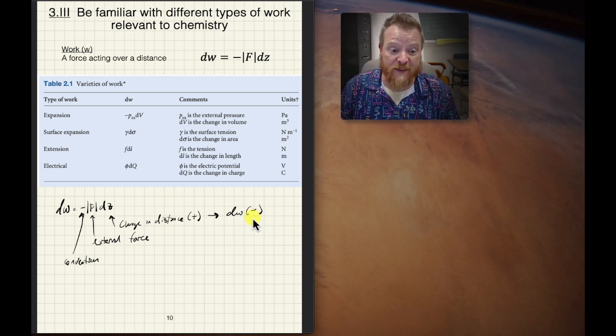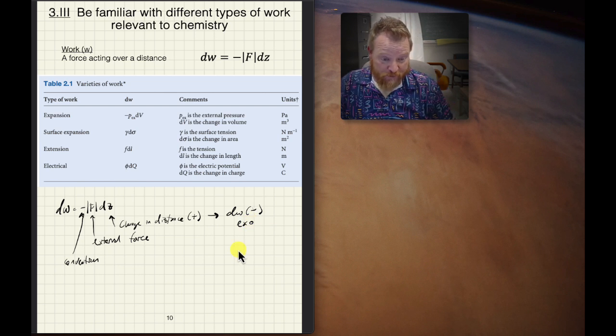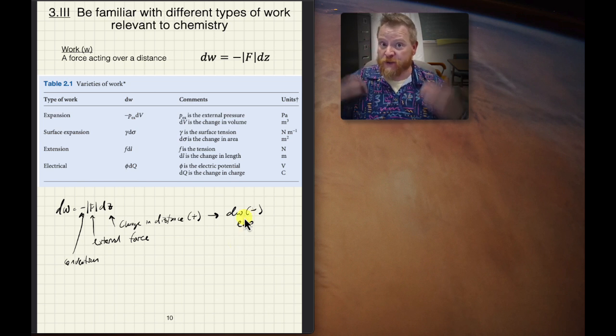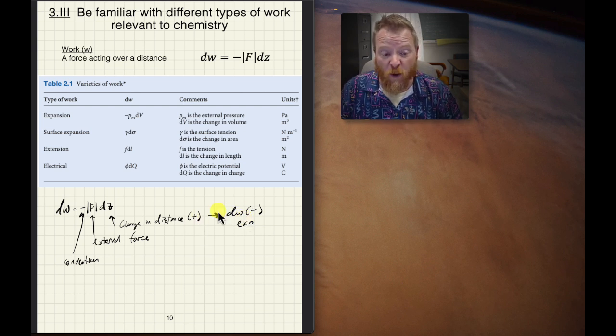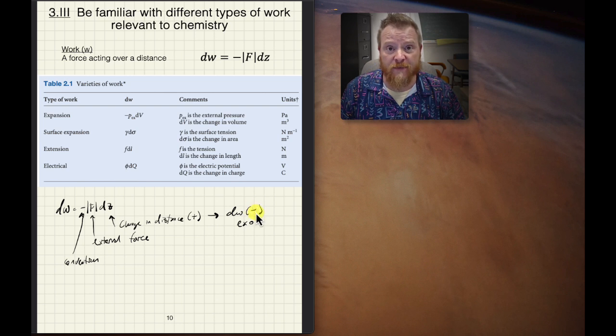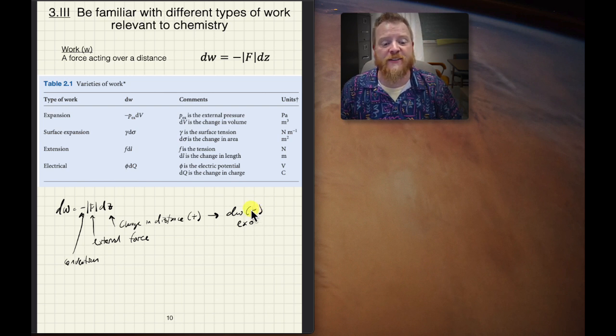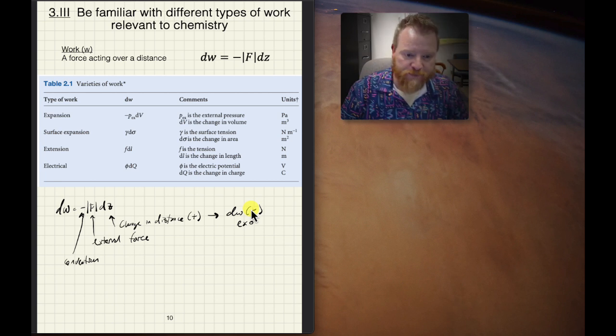Well, that means that the work done is exothermic. By definition, when our energies are negative, that is exothermic. So work in this case is leaving the system to the surroundings, which is exactly what we want to indicate here. So if we've applied some force over a distance and we get this negative value here, that's telling us that the system is working on the surroundings.